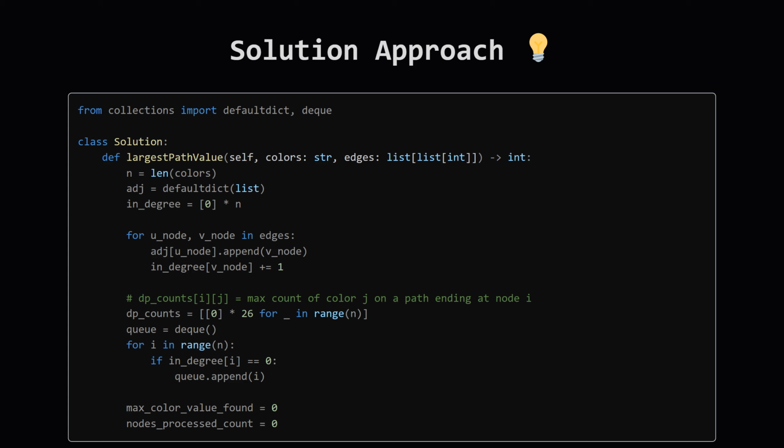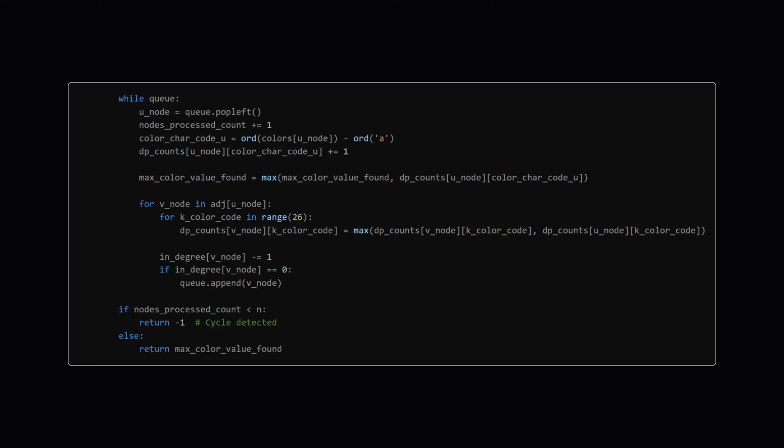I also set up a queue and add all nodes that have an initial in-degree of 0. These are the starting points for our paths in the topological sort. Next, I process nodes from the queue in topological order. For each node dequeued, I increment its own color's count in its DP table entry. This updated count immediately becomes a candidate for our overall max_color_value_found. Then, for each neighbor of the current node, I propagate the color counts.